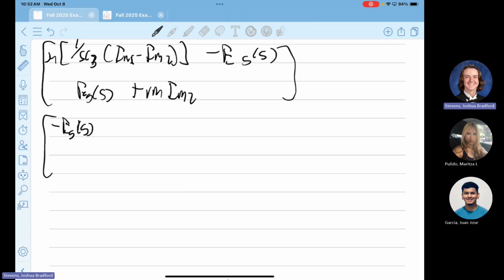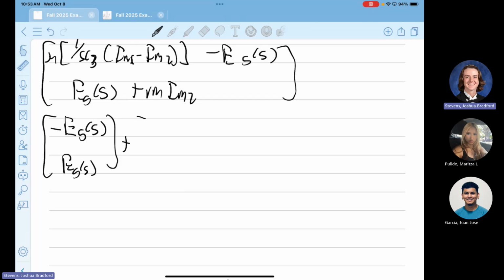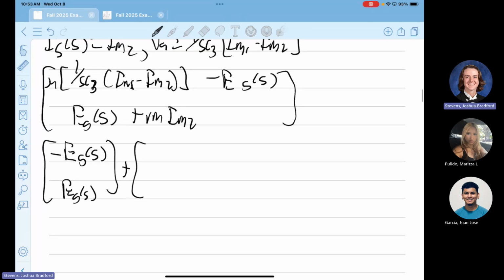Am I going too fast or are we good? What is that on your second row? Something S plus RM IM2. Oh, this is EG of S. You talking about this? Yeah. Okay, sorry. Let me write that better. EG of S. So then, moving on. Am I going too fast or we good? Cool. EG of S. I'm separating into dependent and independent.